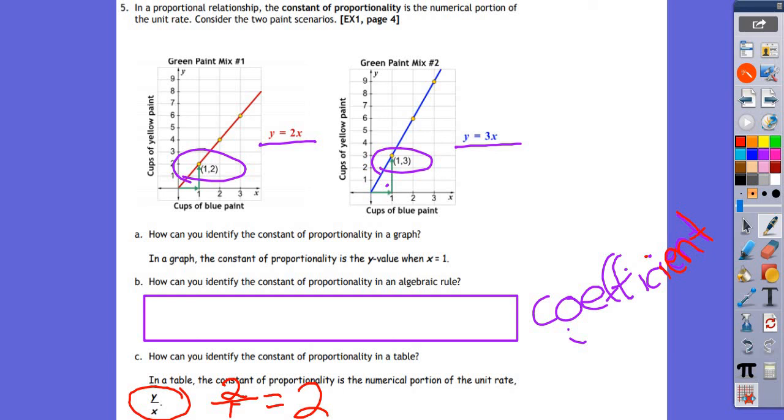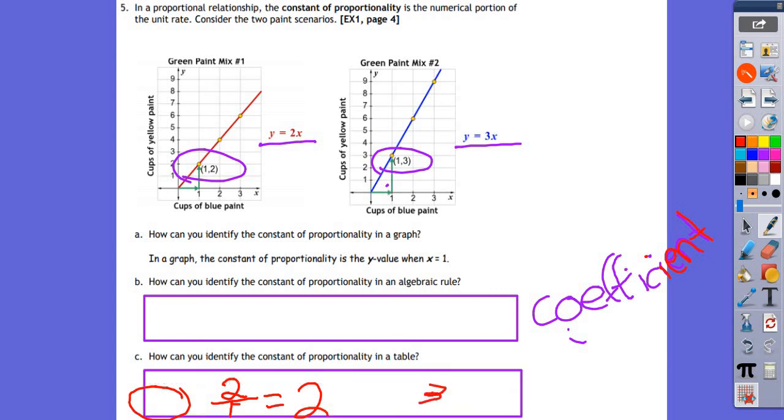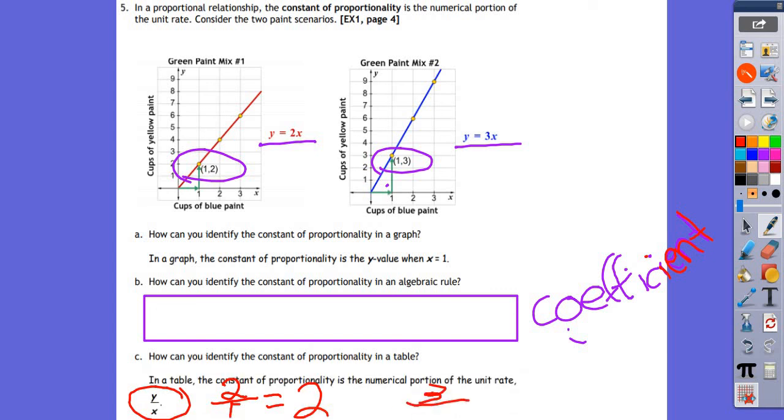Same thing with mix number 2. What's my y value? 3. What's my x value? 1. 3 divided by 1 is 3. That's how I knew it was my constant of proportionality. So if they gave me a table, all I have to do is y divided by x.